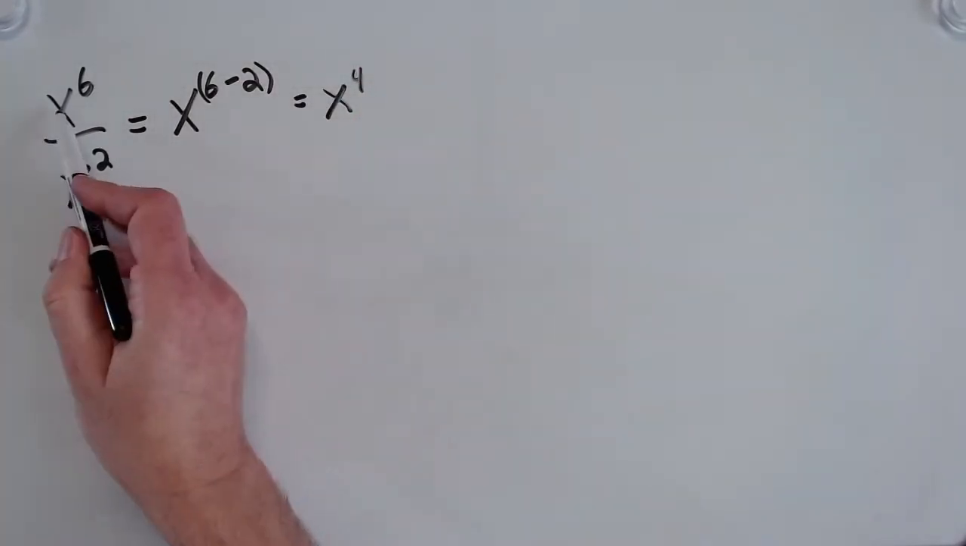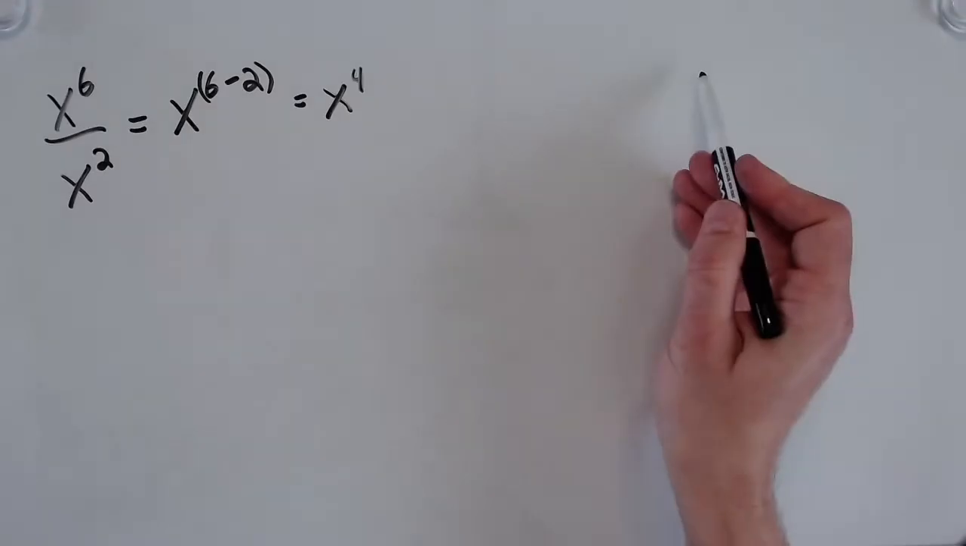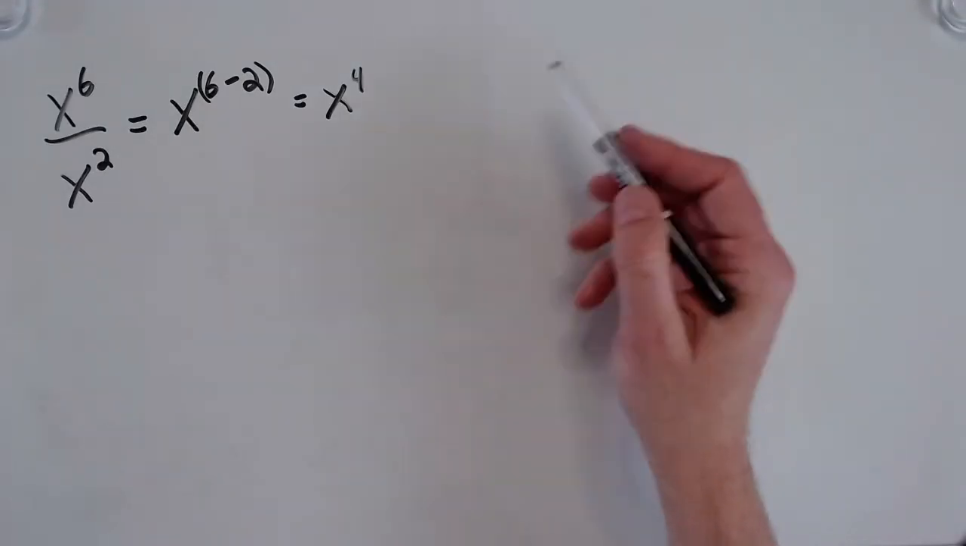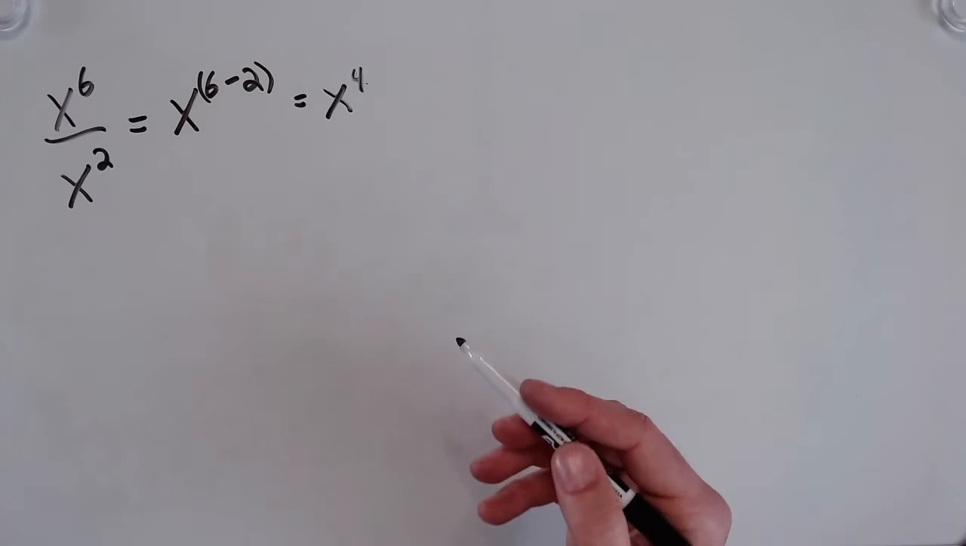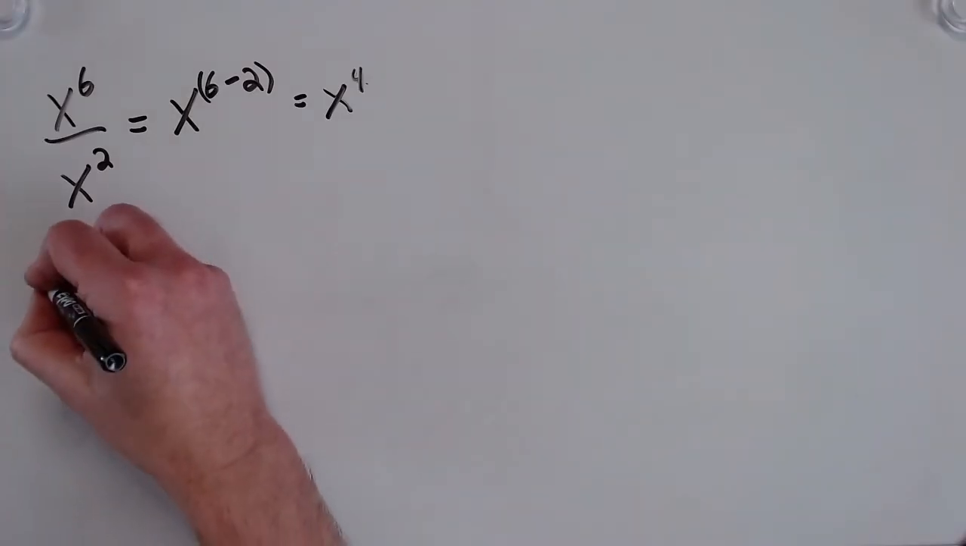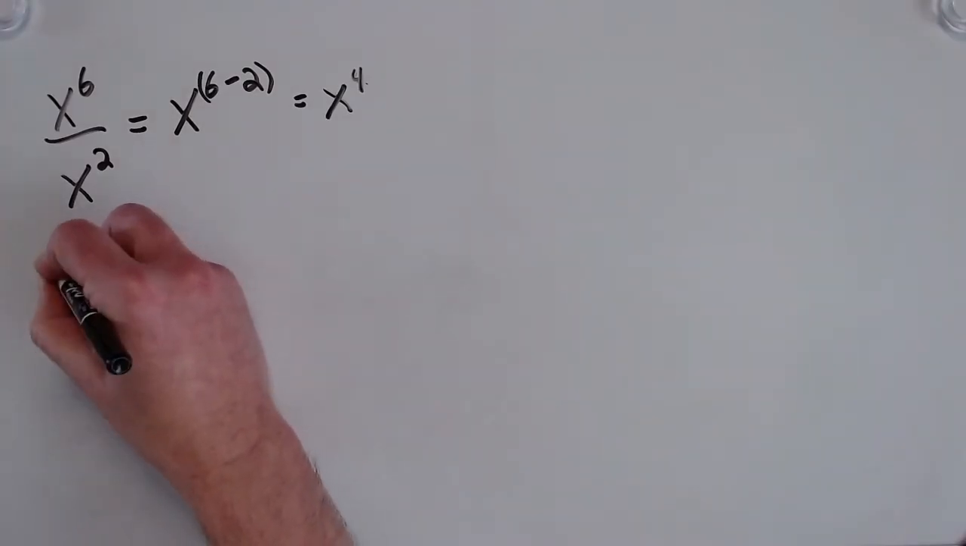And we could have written it out and put 6 x's on the top and 2 x's on the bottom and canceled out 2 of them and had x to the 4th power. Let's get a little more interesting here.